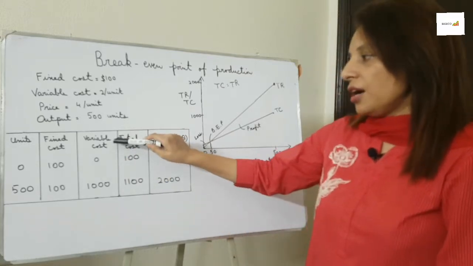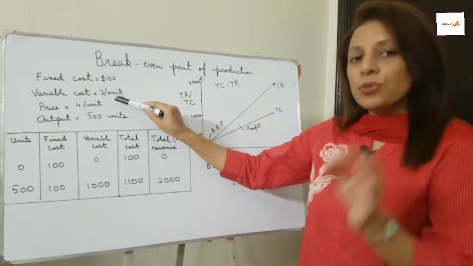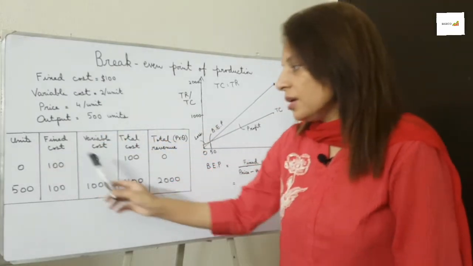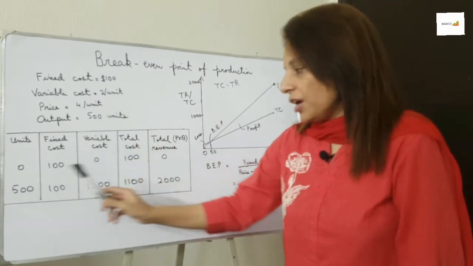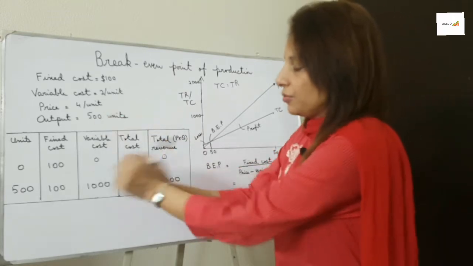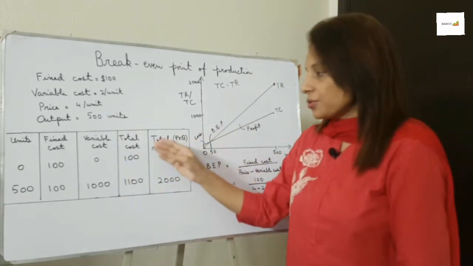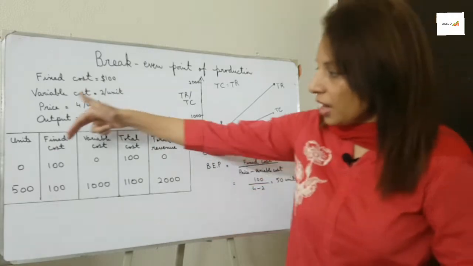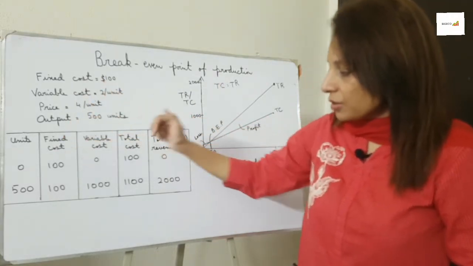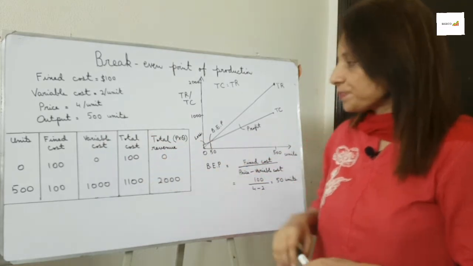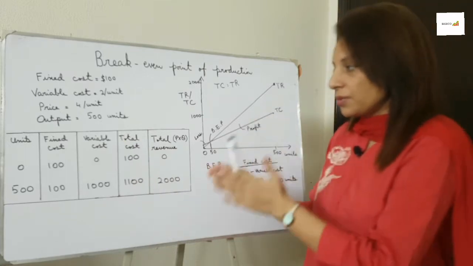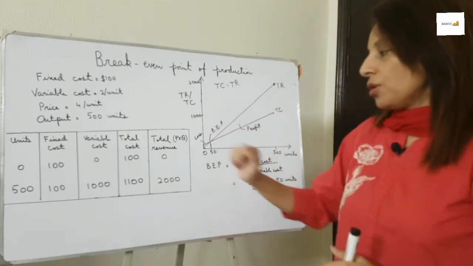Then we have variable cost. Now 2 per unit cost was given. So I'll multiply this 2 with the units, that is 0. 2 into 500 is 1000. This is how I have completed my variable cost column and fixed cost column. Now I need total cost. For total cost, I have to add up these 2 columns. 100 plus 0 is 100. 100 plus 1000 gives me 1100. Now my cost side is complete, which means fixed cost plus variable cost equals total cost.